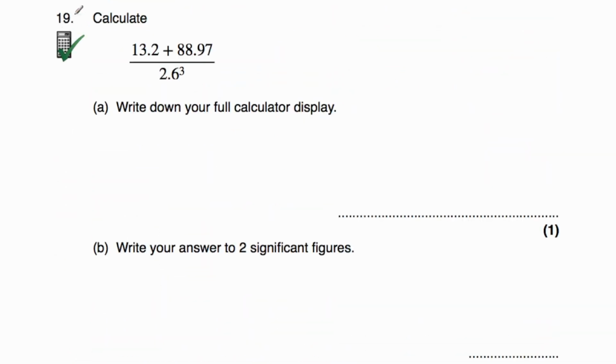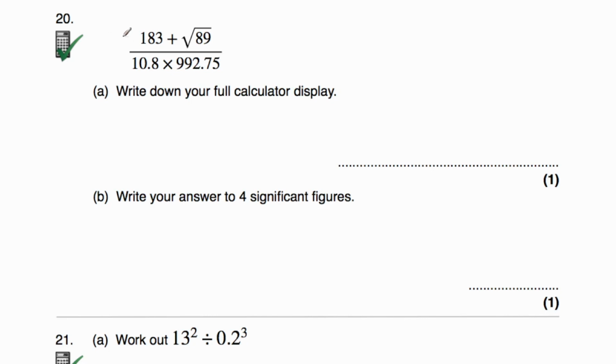So we've got question number 19, it says calculate 13.2 plus 88.97 over 2.6 cubed. And whenever we type that into a calculator, we get an answer of 5.81304051. We've been asked to write our answer to two significant figures. Let's see if we're going to be 5.8 or 5.9. This is going to be closer to 5.8, so our answer will be 5.8. And that's it.